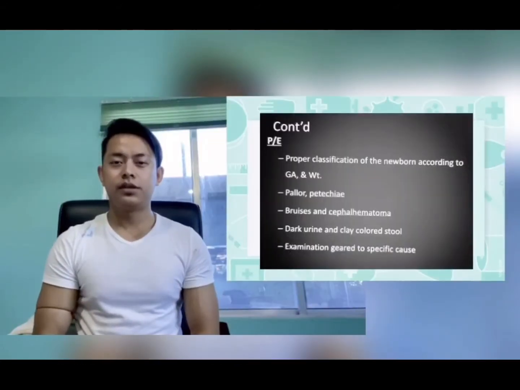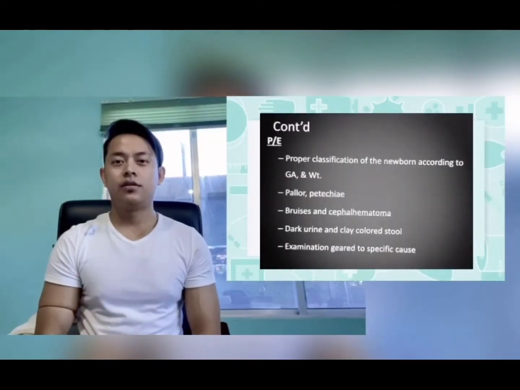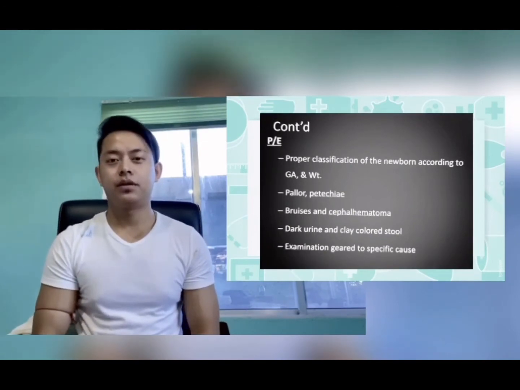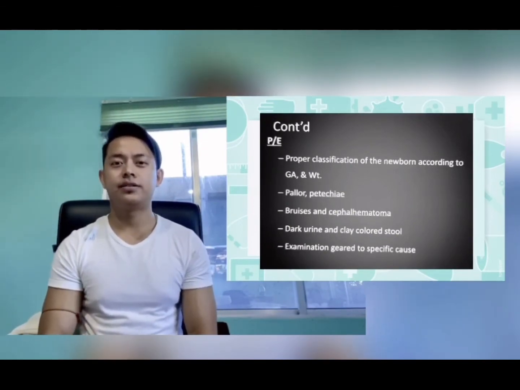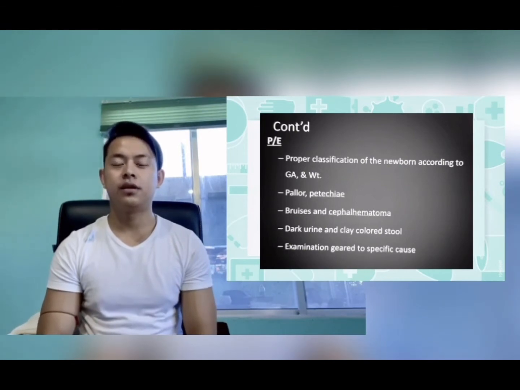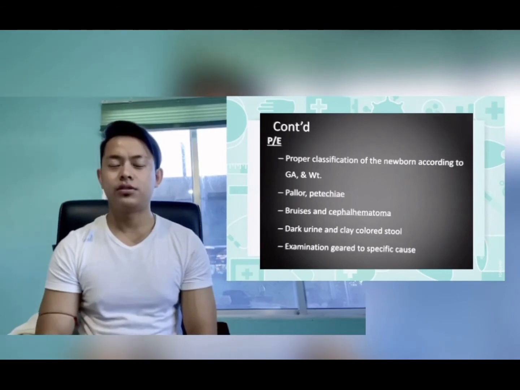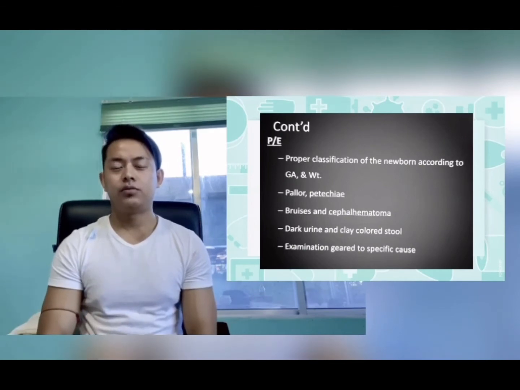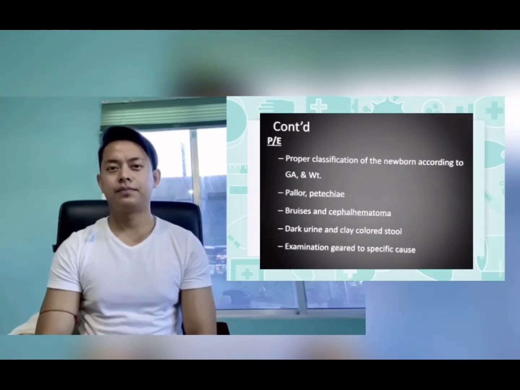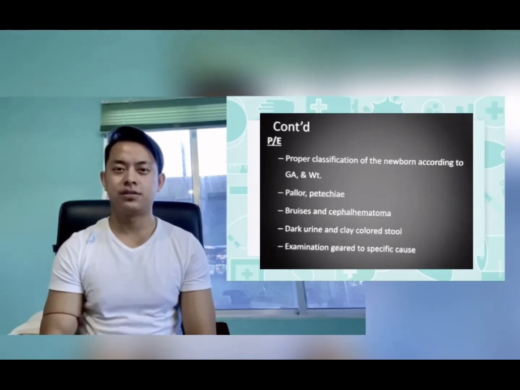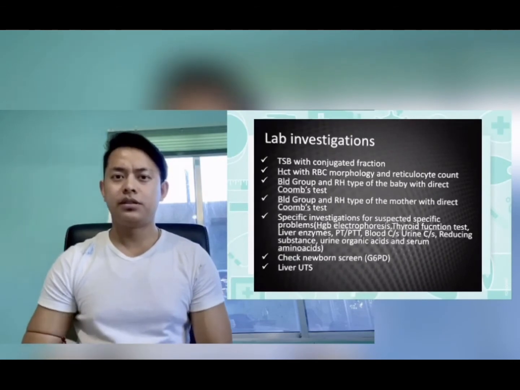Here is the physical examination of neonatal jaundice. Firstly, we have to properly classify the infants according to their gestational age and weight. Then we have to check for pallor, which is pale skin, and petechiae, which are purple or red spots on the skin. And we have to check for any bruises or cephalohematoma, which is the accumulation of blood in the head of the infant between the skull and scalp. Then we have to check the urine color, if it is dark or clay colored, and other examination geared to specific causes.